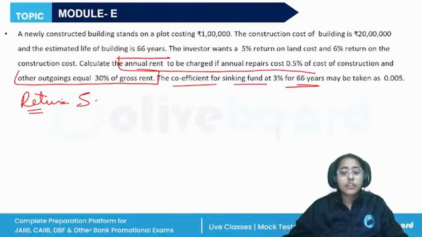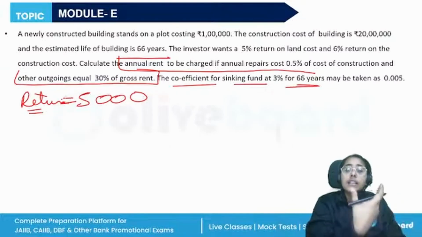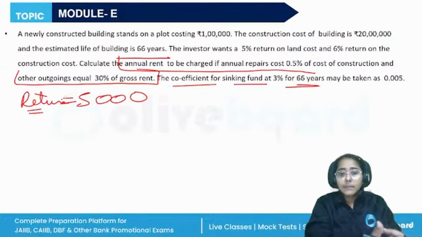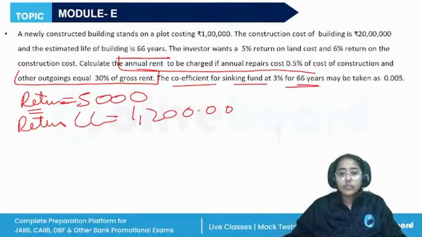So 5% of 1 lakh rupees will be rupees 5,000. This will be the return on land cost. Then the return on construction cost, they want 6% of 20 lakh. So 6% of 20 lakh, use your calculators. Return on the construction cost will be rupees 1 lakh 20,000.